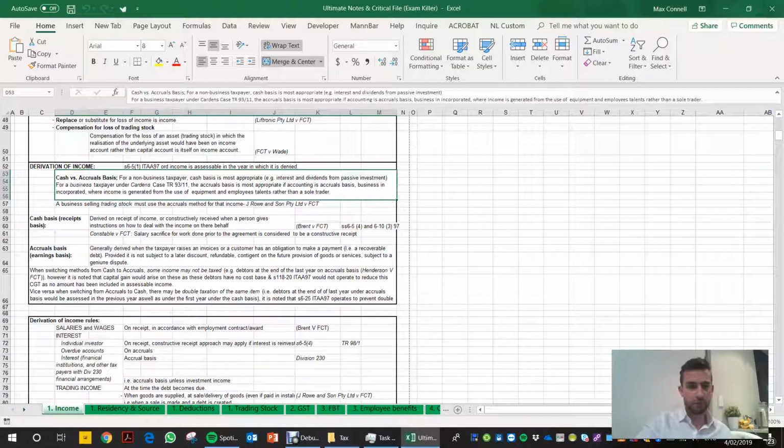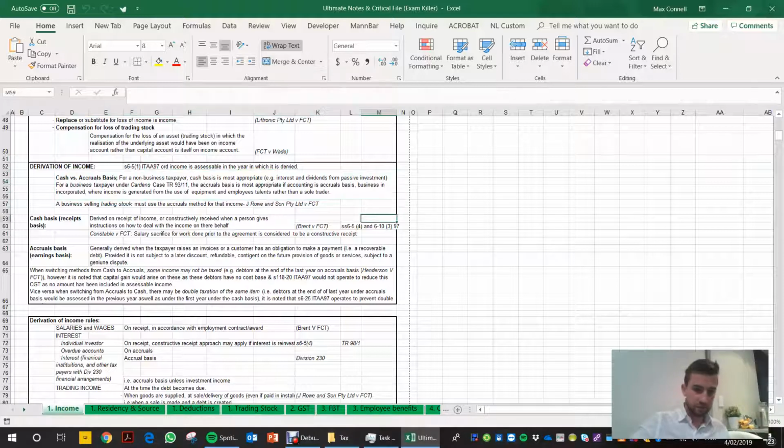Now the basic difference is when you recognize income. Do you recognize it when you get the cash, or when you've earned it? For example, when you issue an invoice, you haven't received the cash, but by issuing the invoice you've earned that work because it's deemed to be collectible. Non-business taxpayers should use what's most appropriate, which is cash. However, you also need to consider what kind of income type it is. For example, is it interest?